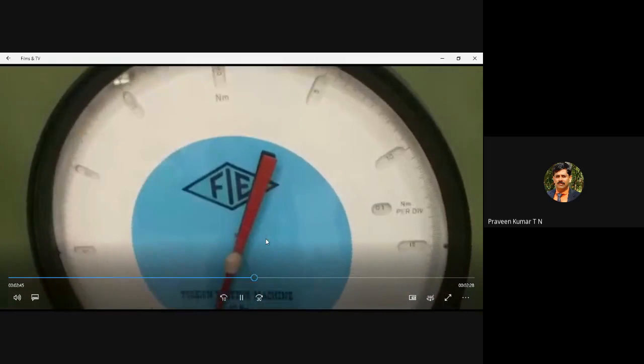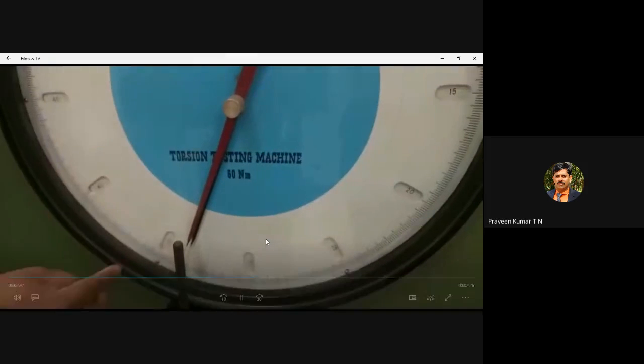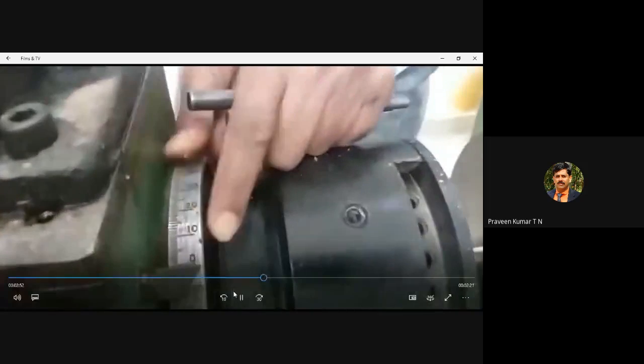The Newton meter comes to 0. This is supporting. After 3, you set it to 0. You set it to 0. The initial angular deformation you are setting to 0. The scale mentioned here is the angular deformation.